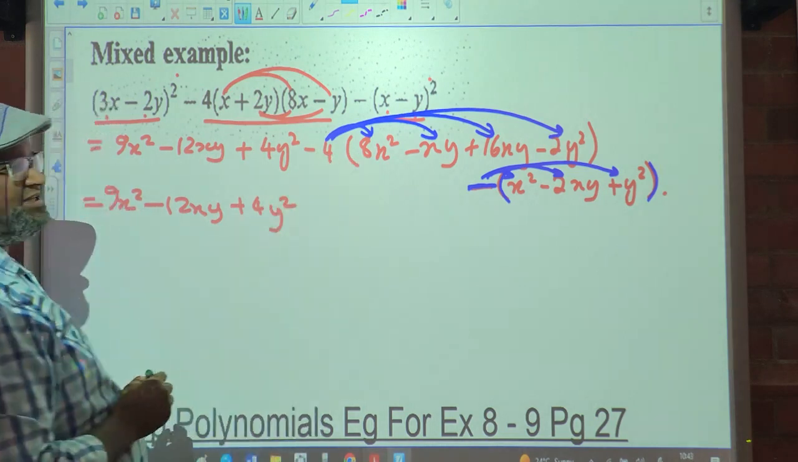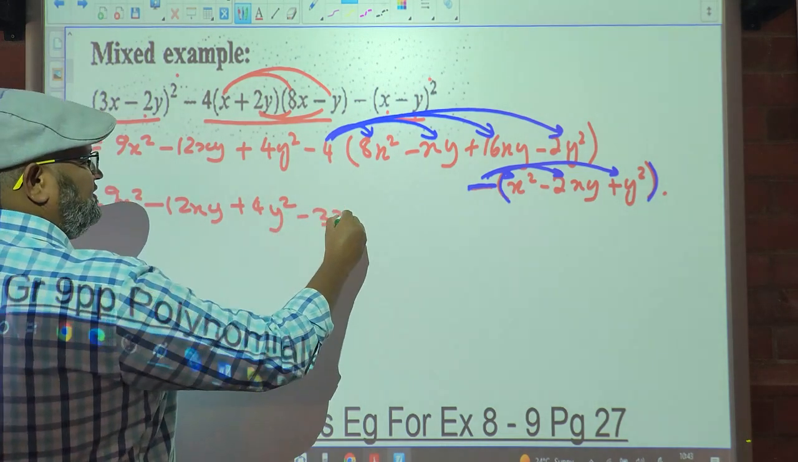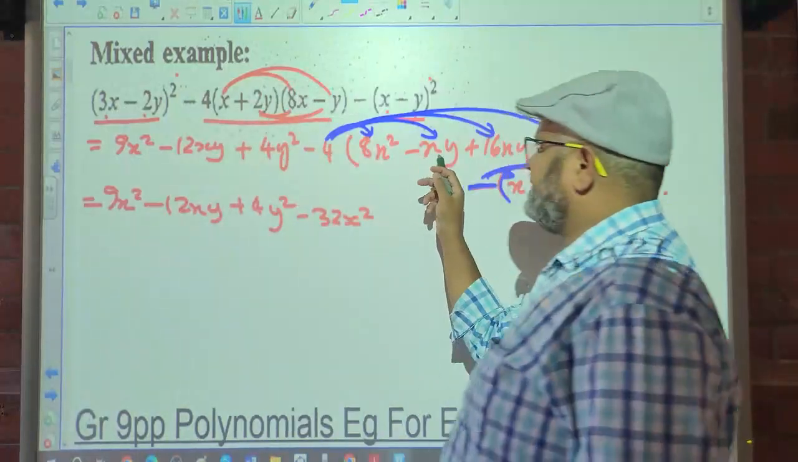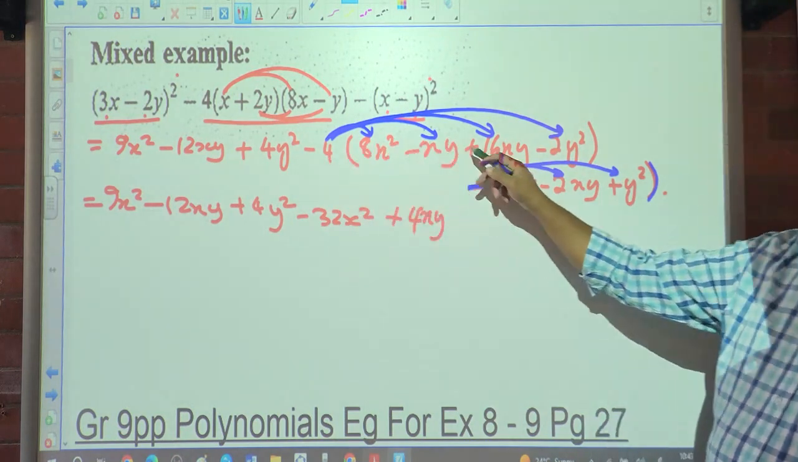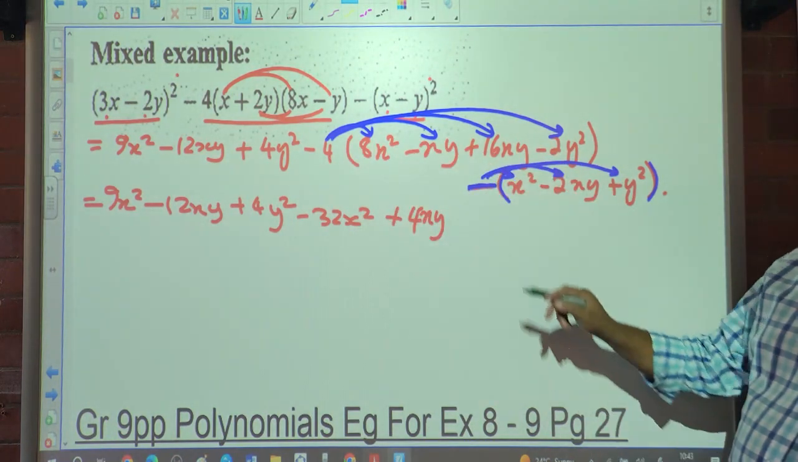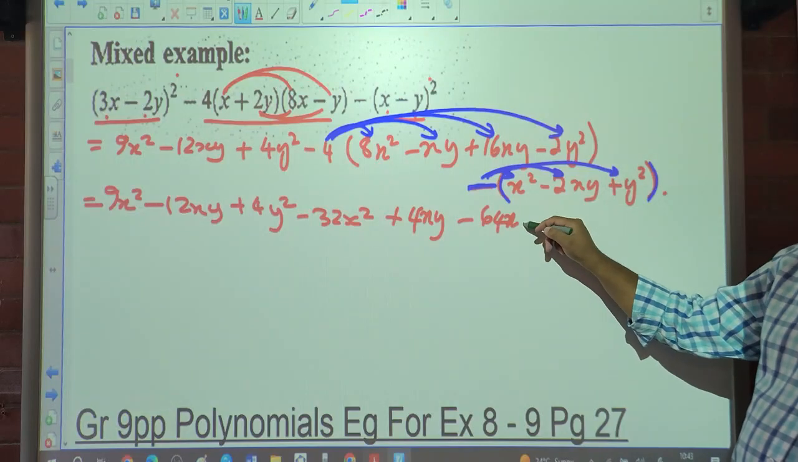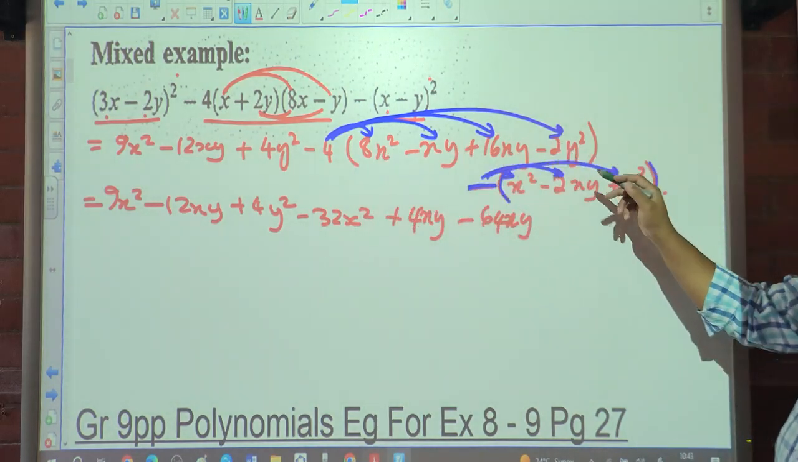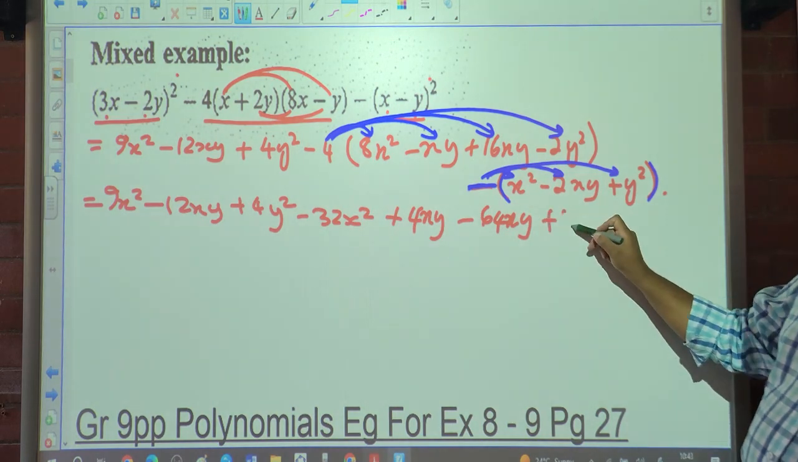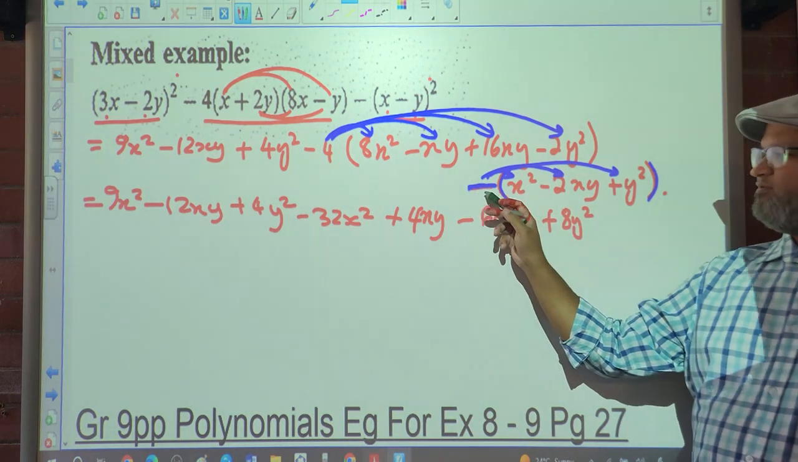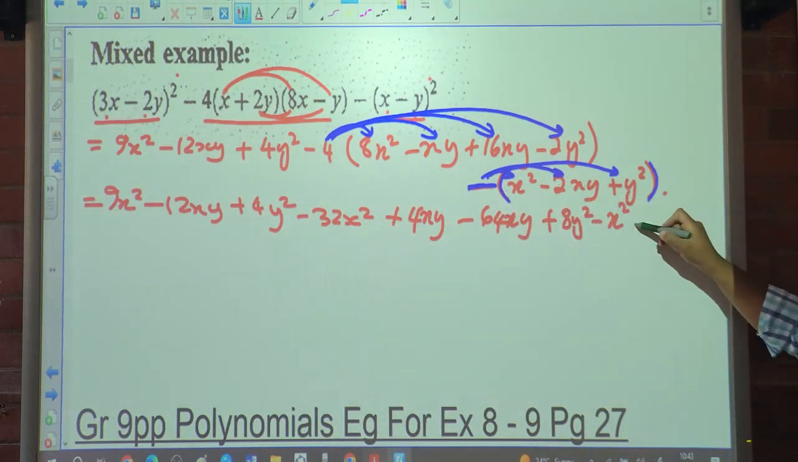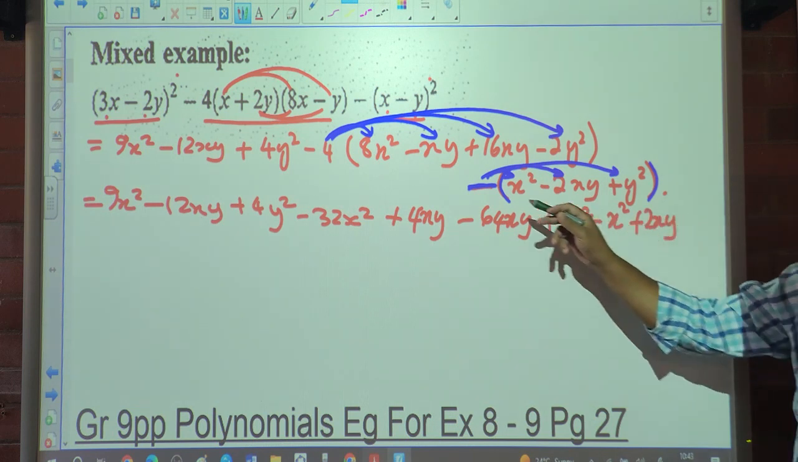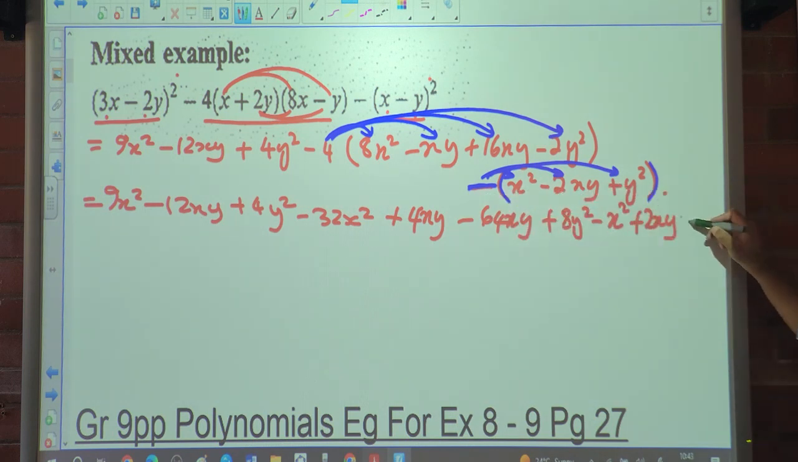What's negative 4 times 8x squared? Negative 32x squared. What's negative 4 times negative xy? Positive 4xy. What's negative 4 times positive 16xy? Negative 64xy. Negative 4 times negative 2y squared? Positive 8y squared. Negative 1 times x squared? Negative x squared. Negative 1 times negative 2xy is positive 2xy. And negative 1 times positive y squared is negative y squared.